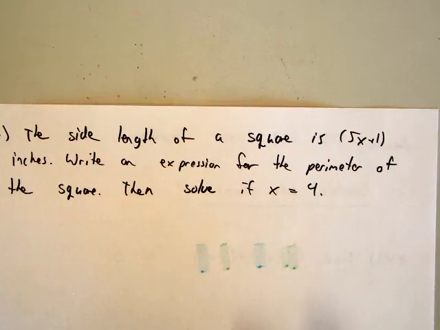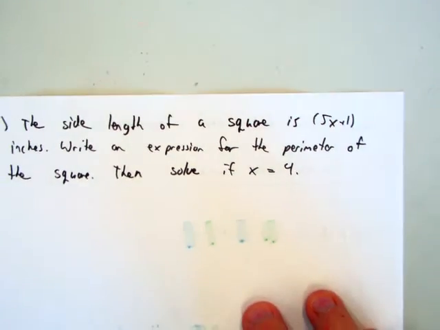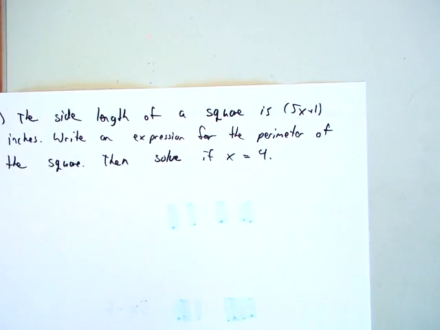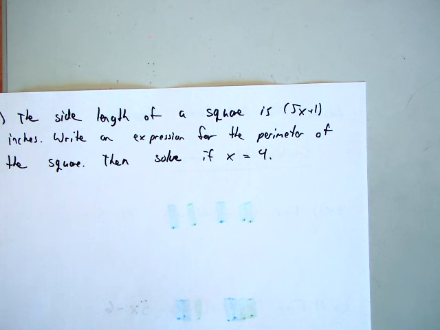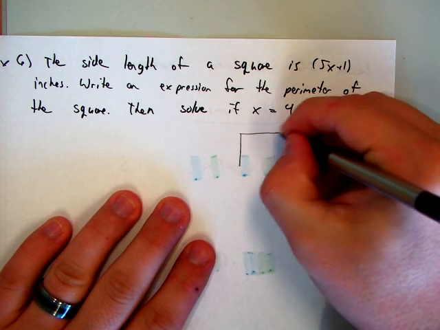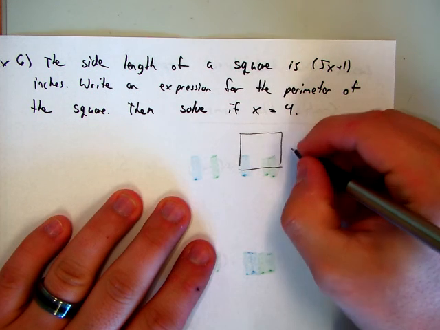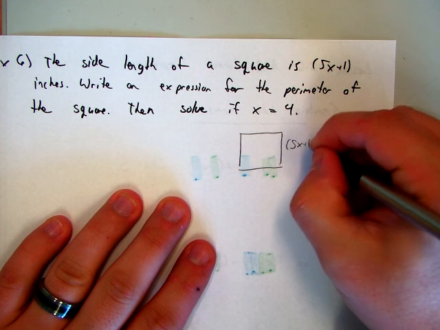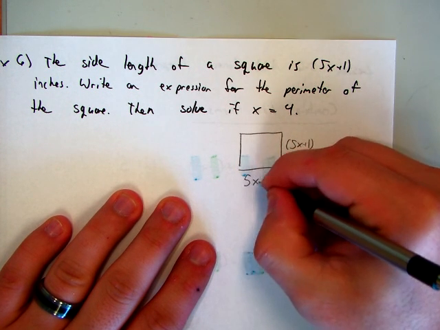All right, so now that we've done that, let's practice with a word problem. It says the side length of a square is 5x plus 1 inches. It says write an expression for the perimeter of the square, then solve if x equals 4. So first of all, on this, it might be a really good idea to draw a square where we have 5x plus 1, 5x plus 1.